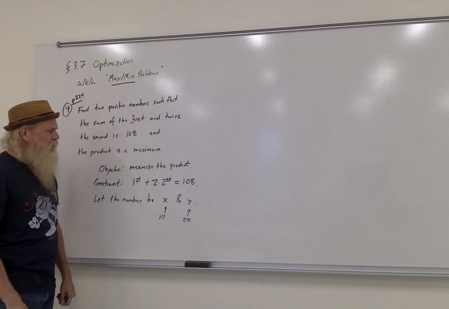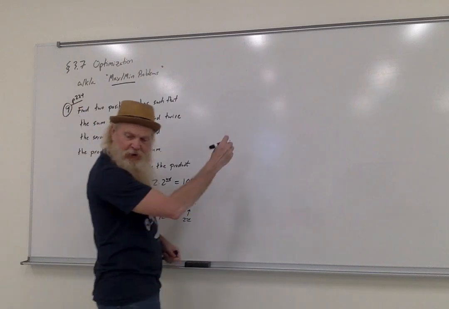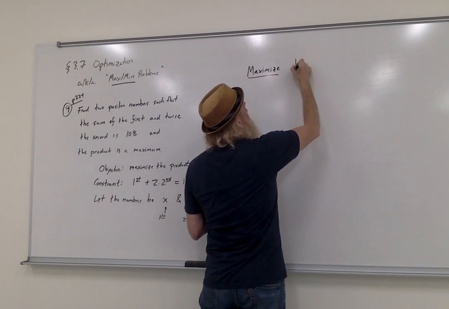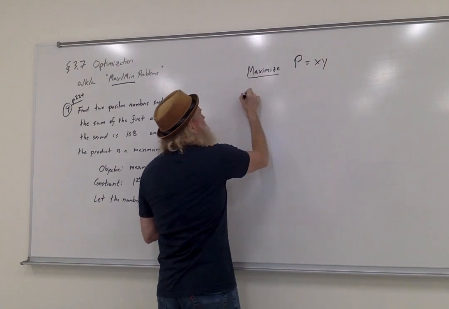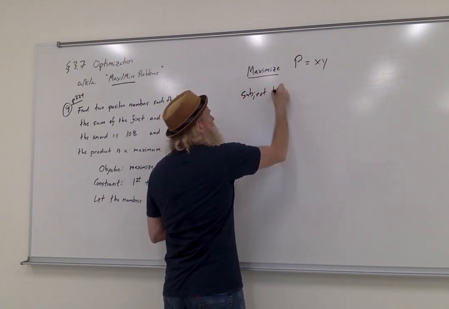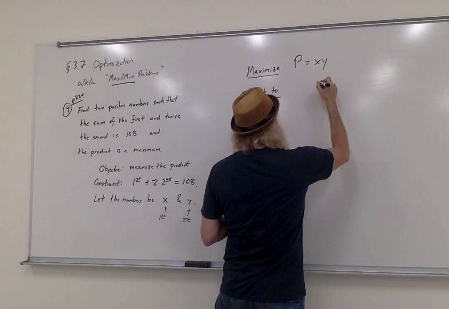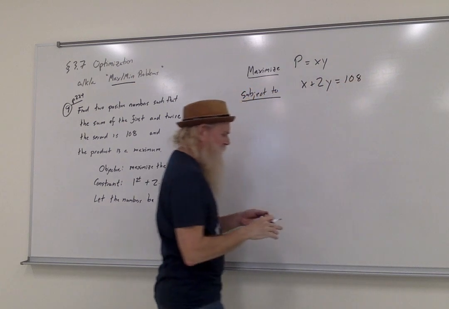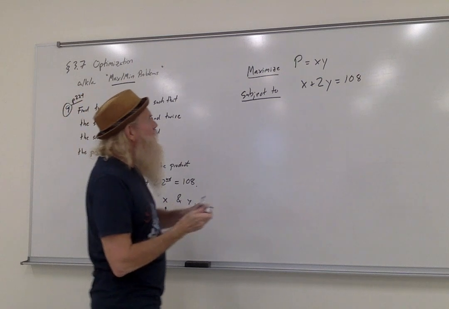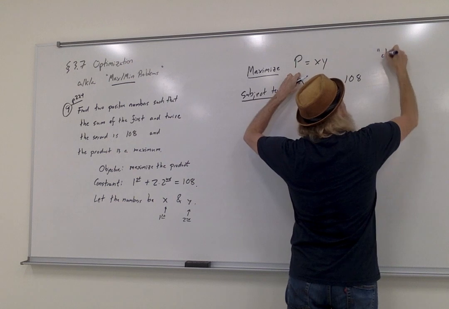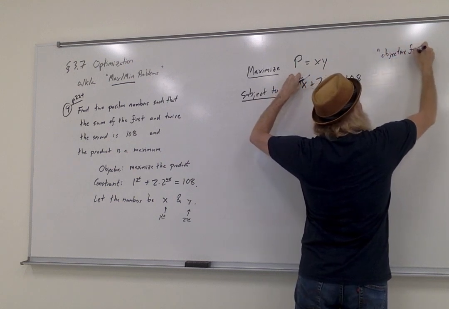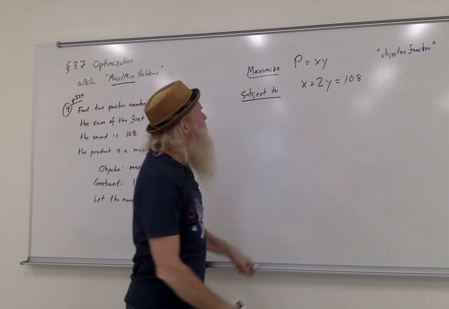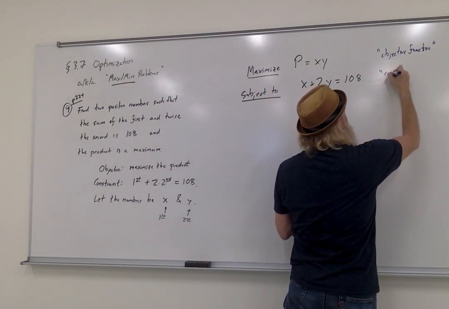Let's translate our objective and our constraint into variables. So what we want to do is maximize the product, which I'll call P, subject to the constraint that the first number, x, plus twice the second number equals 108. So we're going to call this first function our objective function. That's going to be the function that you're trying to make as large or as small as possible. And the second equation here, we're going to call the constraint.